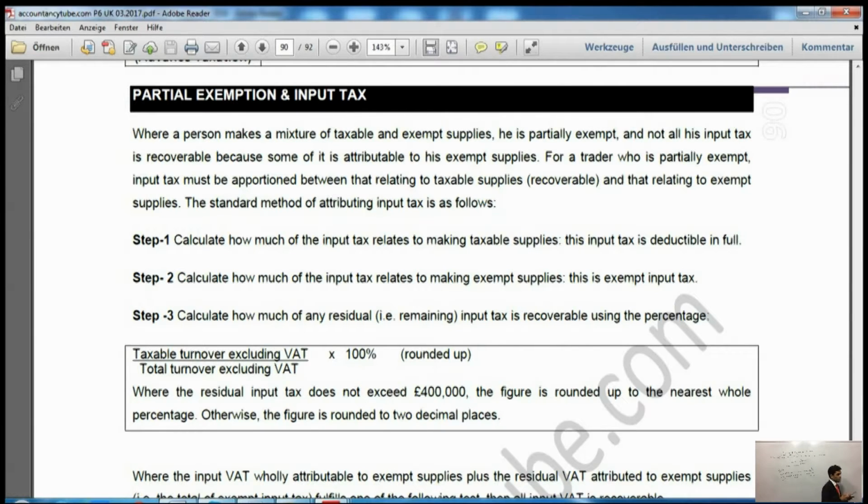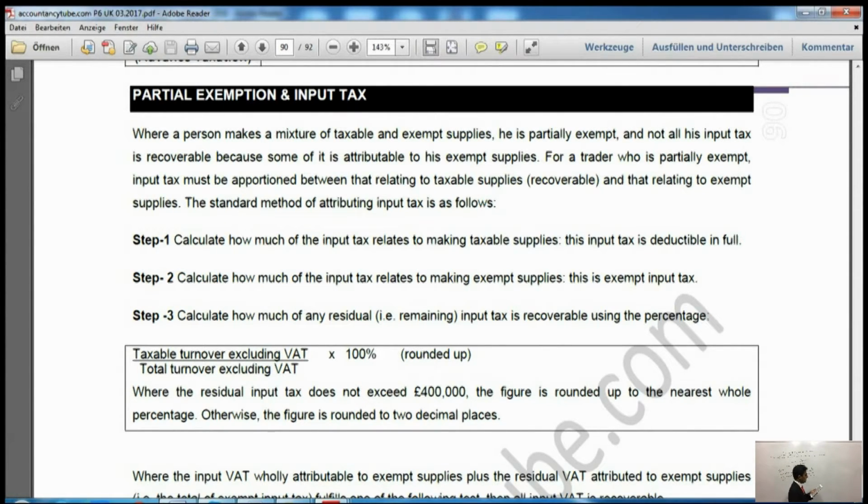Now, how can we do that? It tells us 3 steps. Step 1: calculate how much of the input tax relates to making taxable supplies, and input tax will be recoverable on that. So we'll have to identify the taxable supplies. Input VAT on that will be recoverable in full.